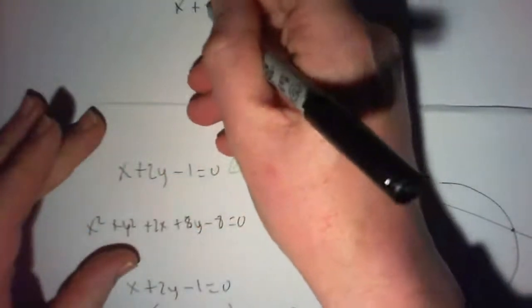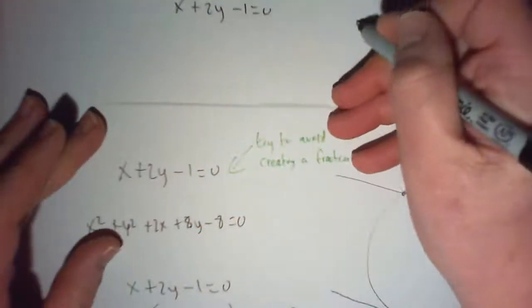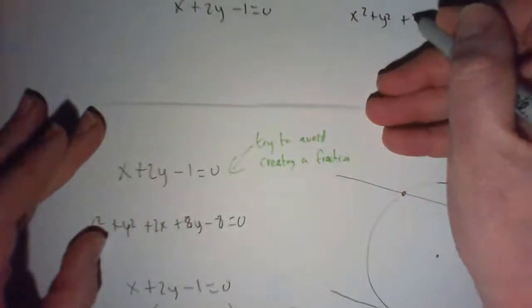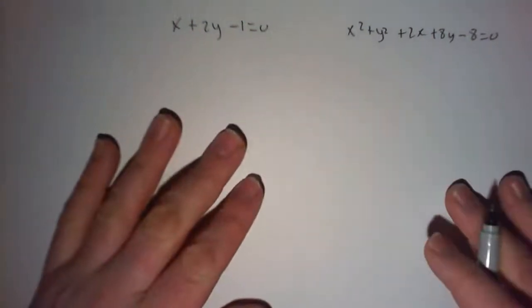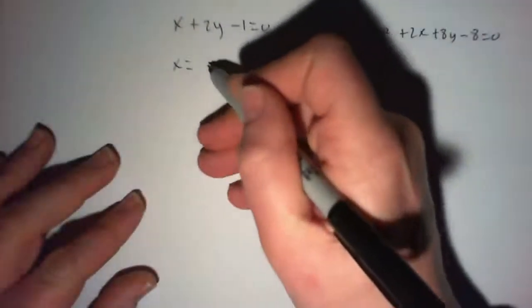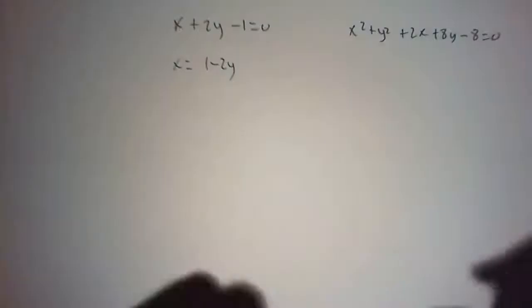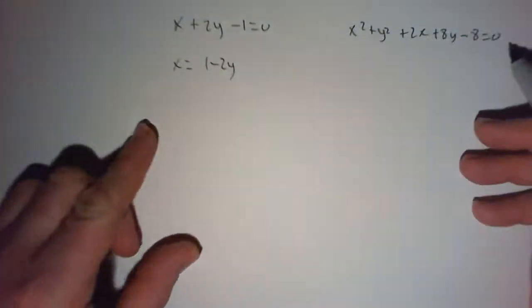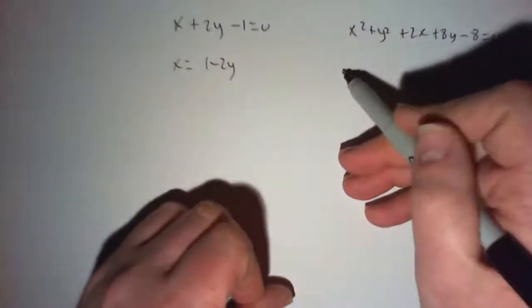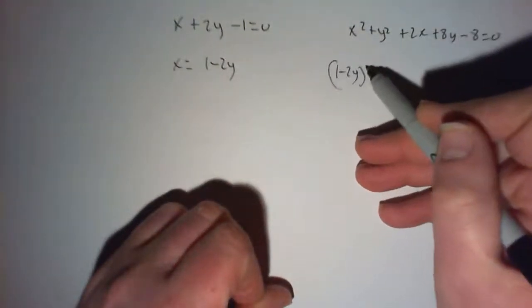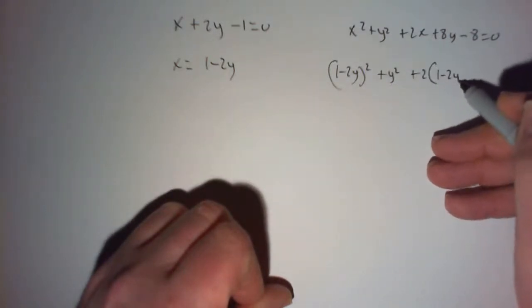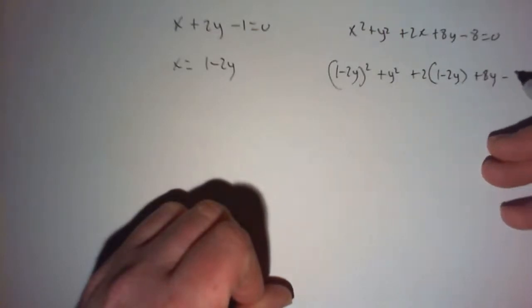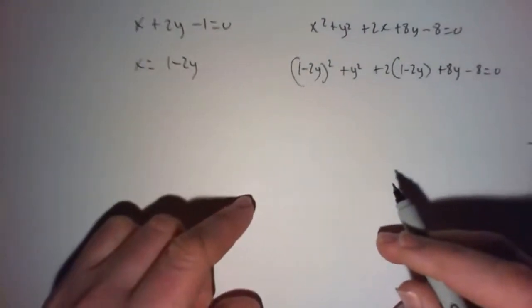Okay, so we've got x plus 2y minus 1 equals 0, and we have x squared plus y squared plus 2x plus 8y minus 8 equal to 0. So we're going to substitute one into the other. The first thing we're going to do, x is going to be equal to 1 minus 2y. I'm going to substitute that in wherever I see x in this one. So I'm going to have 1 minus 2y, squared, plus y squared plus 2 times 1 minus 2y plus 8y minus 8 equals 0. So that's our first line of work done.